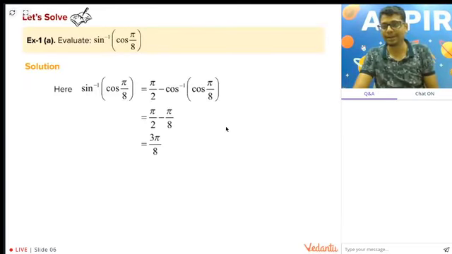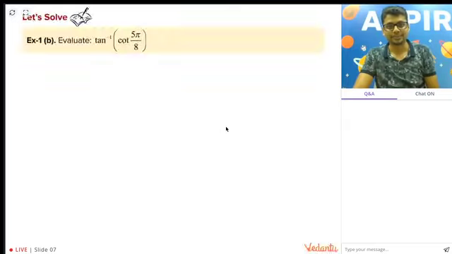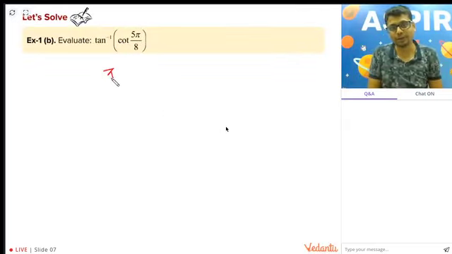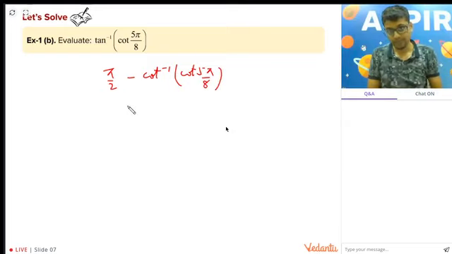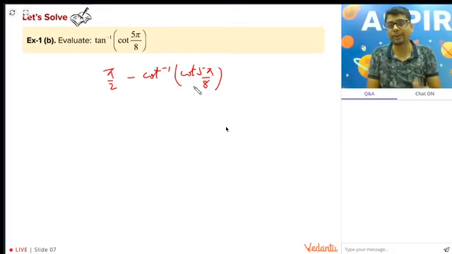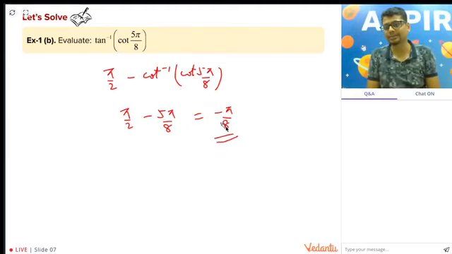3 pi by 8. Simple, right? Now what about this? Tan inverse of cot 5 pi by 8. I can write this as pi by 2 minus cot inverse of cot 5 pi by 8. Now 5 pi by 8 lies between 0 and pi, so cot inverse of cot 5 pi by 8 will be 5 pi by 8 only. So it becomes pi by 2 minus 5 pi by 8, which is minus pi by 8, and that's our answer.